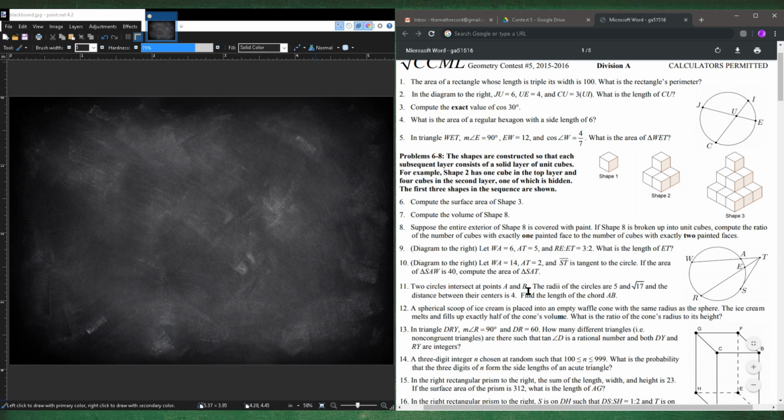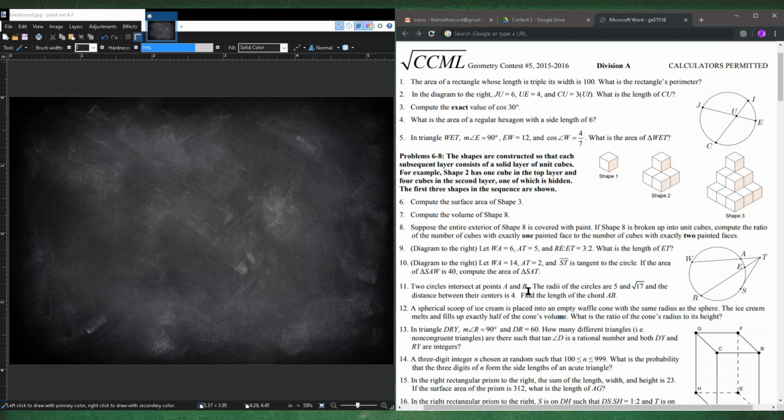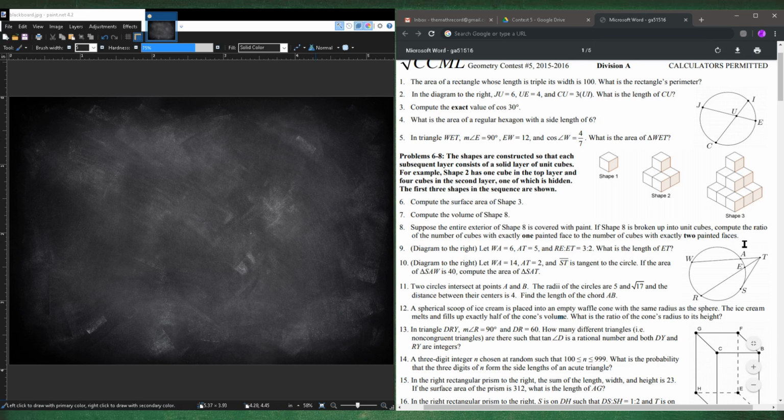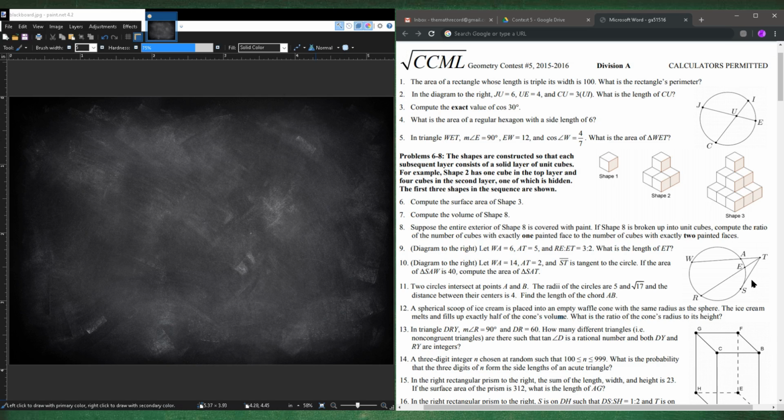Diagram to the right for number 10. WA is equal to 14, AT is equal to 2, and ST is tangent to the circle. If the area of triangle SAW is 40, compute the area of SAT. So we have SW, A, and AT, and ST is tangent to the circle, and SAW is 40, and we have SAT.